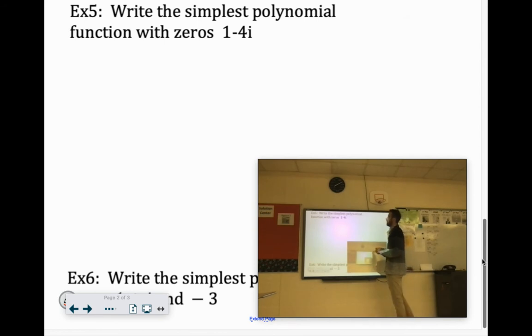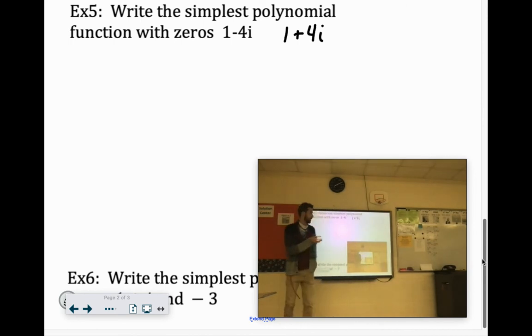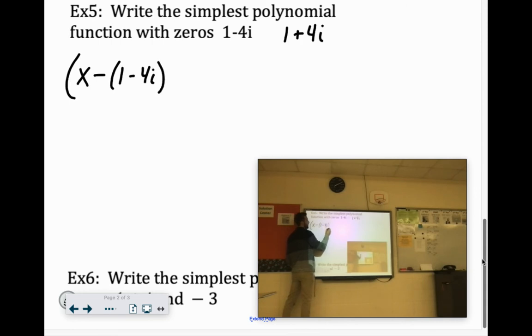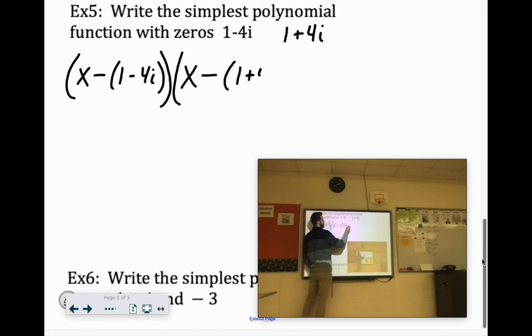We got 2 more. 1 minus 4i, which means the other 0 would be 1 plus 4i. So this is where it gets a little dicey, because when it's just like a normal number, like if it said the 0 was 1, you just write x minus 1. But here, the 0 is 1 minus 4i. So here's how we're going to write it. X minus 1 minus 4i, and x minus 1 plus 4i.